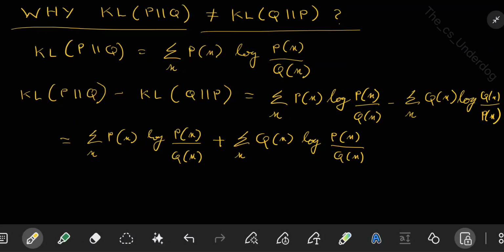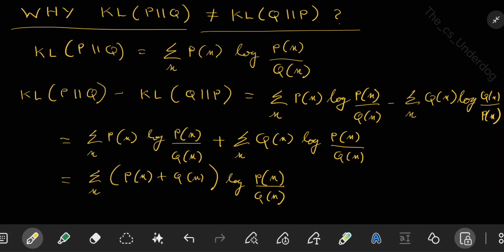Now what do I have? I have this term common. Log P of x by Q of x is common. So I'll take sum over all the x, and this term is common, so I can take it outside. I'll say P of x plus Q of x into log P of x by Q of x. Here I know one thing. P of x and Q of x, these two are probabilities. Now think, when can this term become 0? That is only when the KL divergence of Q from P and P from Q will be equal.